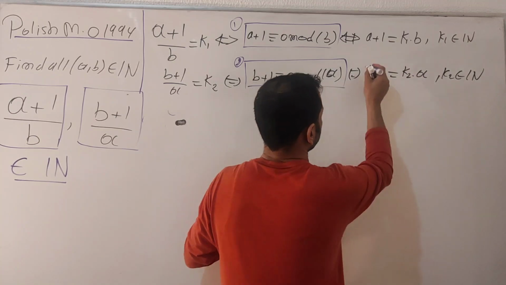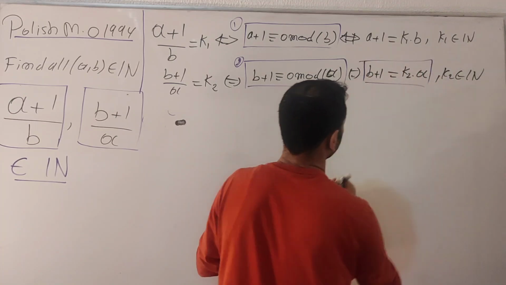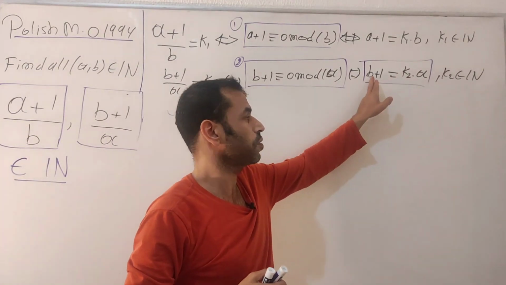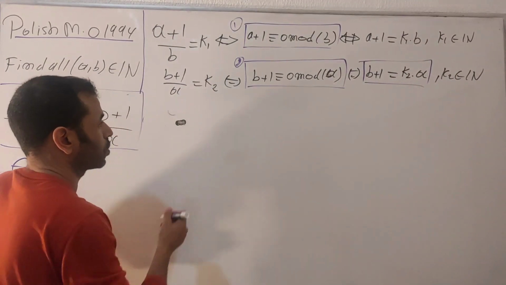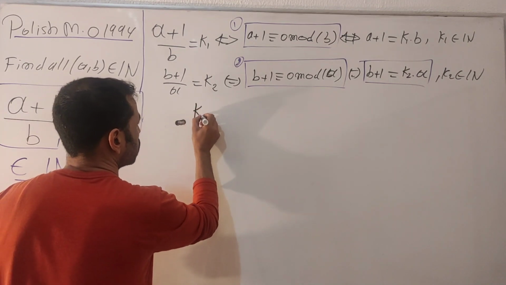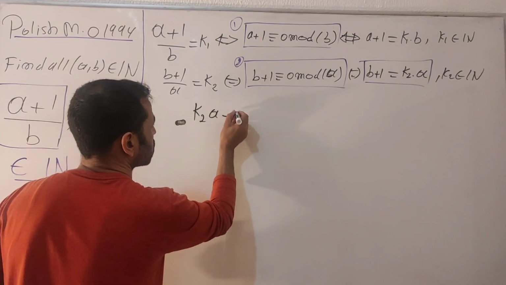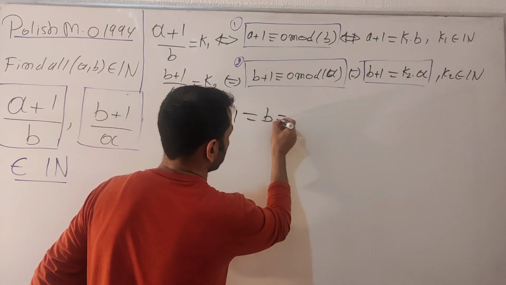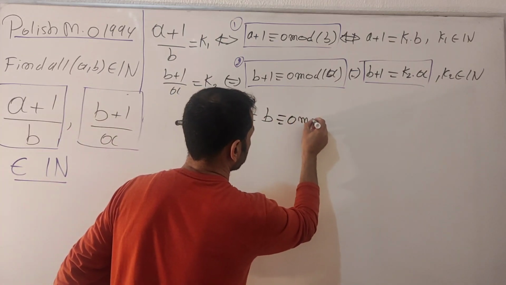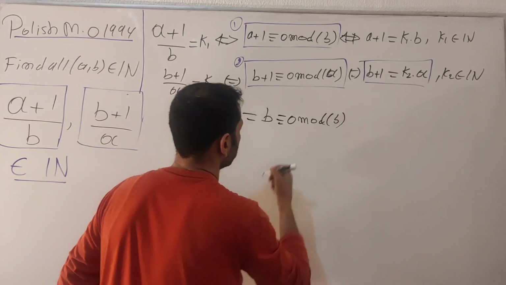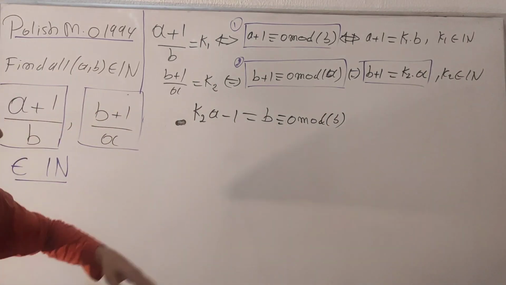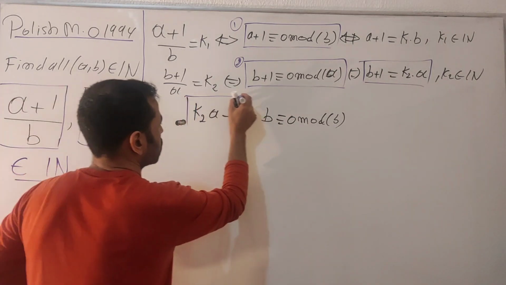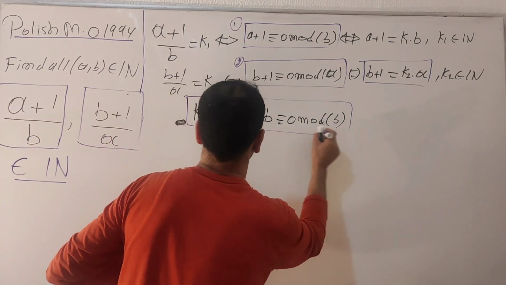So we get this expression here. I'm simply going to move the 1 over to the right and leave B on the left. I get K2 multiplied by A minus 1 equals B. We know B is congruent to 0 mod B, because B is divisible by itself. So now I have ended with this nice expression. Let's name this one expression number 3.